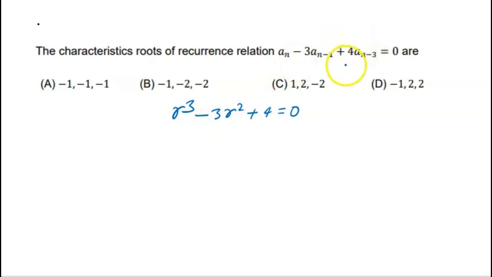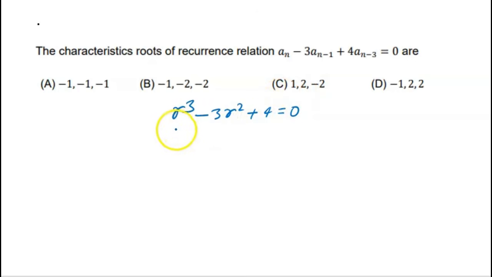I hope you understand how to write the characteristic equation, because we look at the lowest degree term, that is a(n-3). So the power of r will be 3, and then the powers of r will decrease. If a(n) is replaced by r cube, then a(n-1) will be replaced by r square. There is no a(n-2) term, and a(n-3) is the lowest, so I will just write a constant.